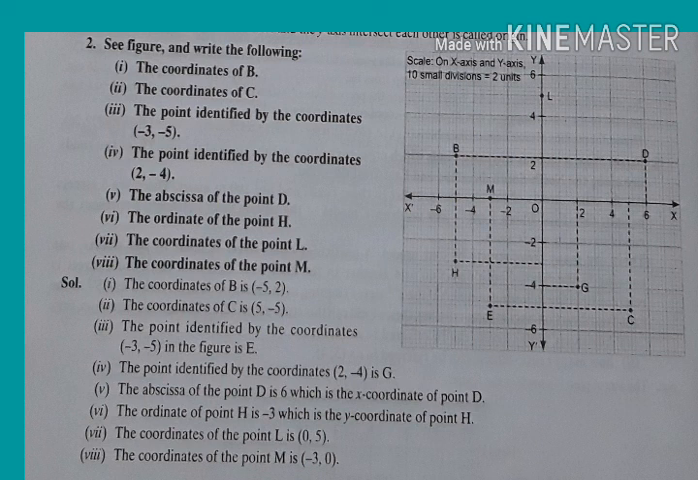Then the coordinates of point M. The point M is on the x-axis. So its y value is 0, x value we can write. What is the x value? That is negative 3. So negative 3, 0. So that's all for today.